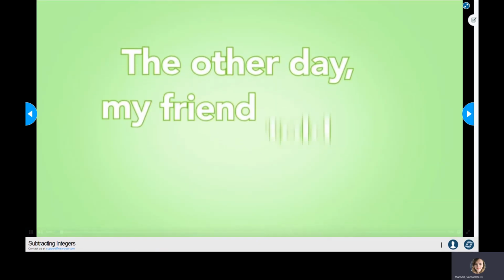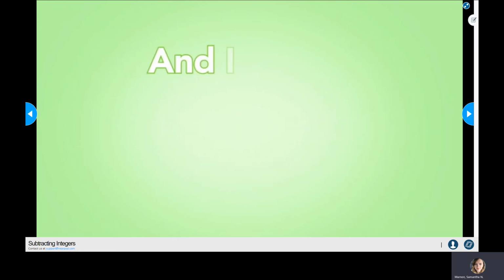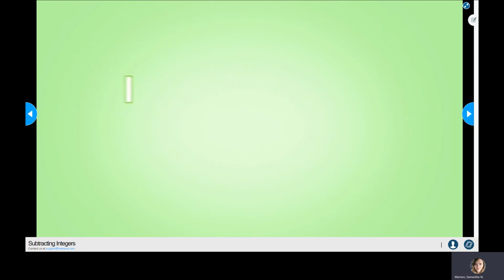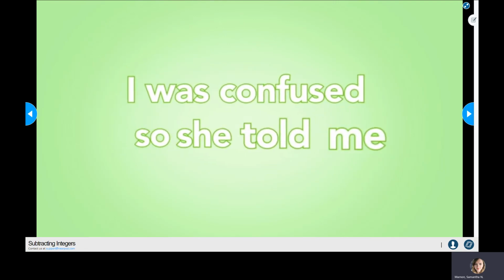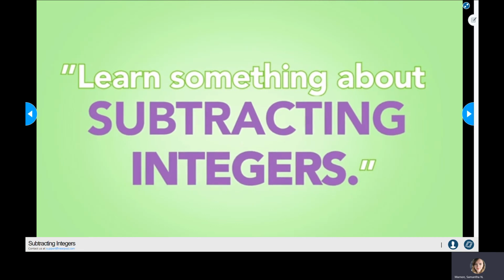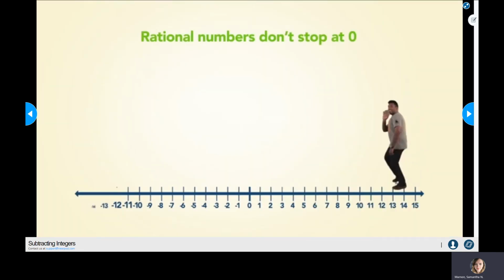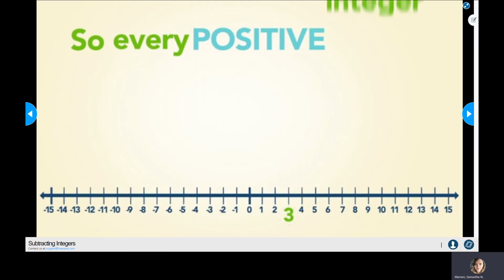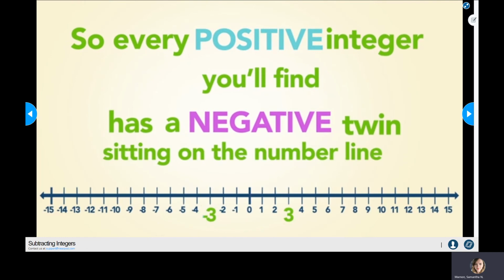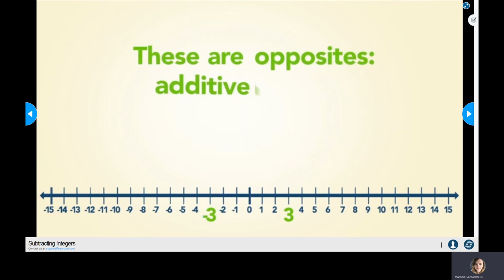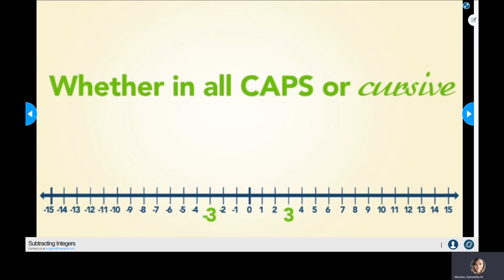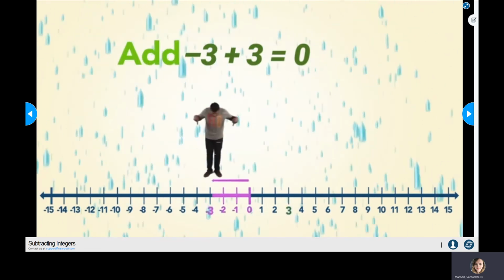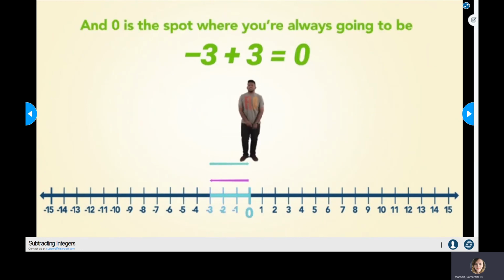The other day, my friend told me she'd give me -$10, and I said, sure. But then she took $10 away from me. I was confused. So she told me, learn something about subtracting integers. Anything to get my money back. Rational numbers don't stop at zero. We know they go way down below. So every positive integer you'll find has a negative twin sitting on the number line. These are opposites, additive inverses, whether in all caps or cursive. When you add additive inverses together, you get 0 every time, no matter the weather. Add -3 plus 3. And 0 is the spot where you always gonna be.